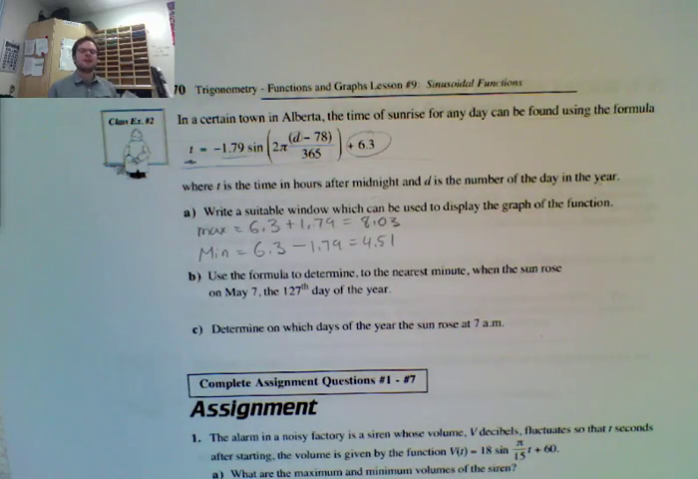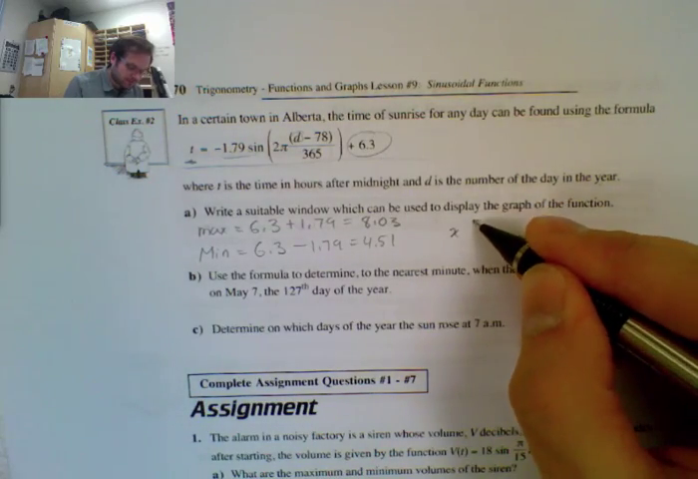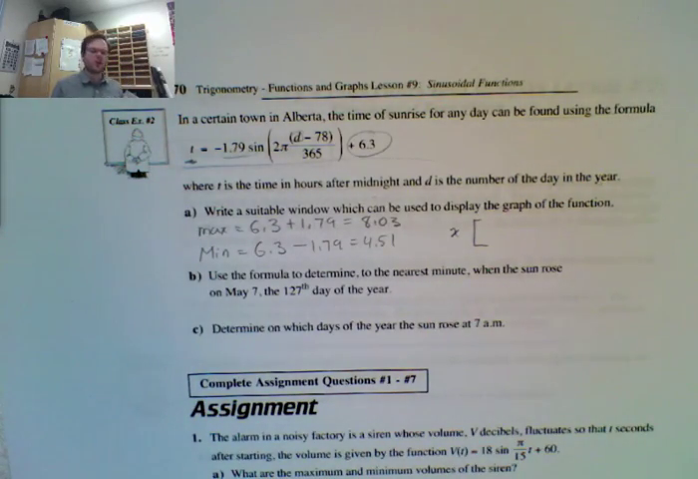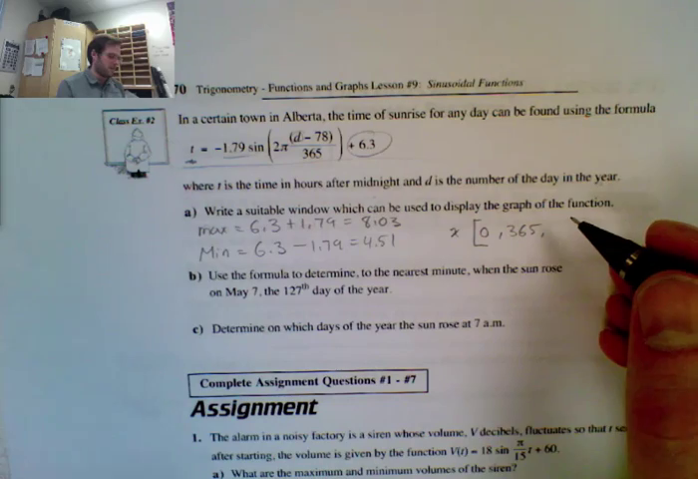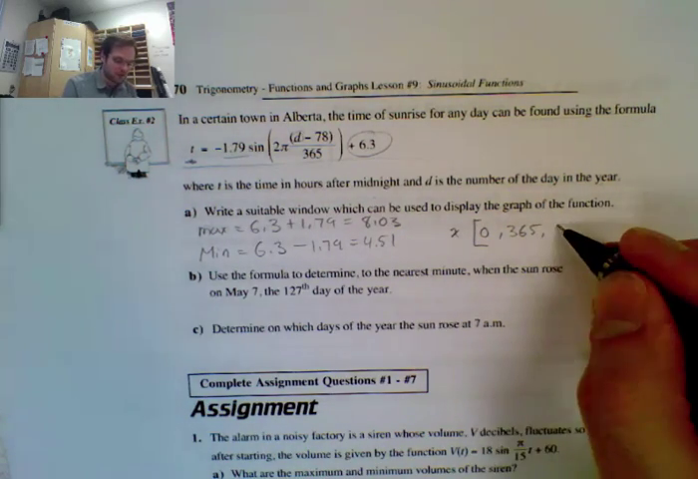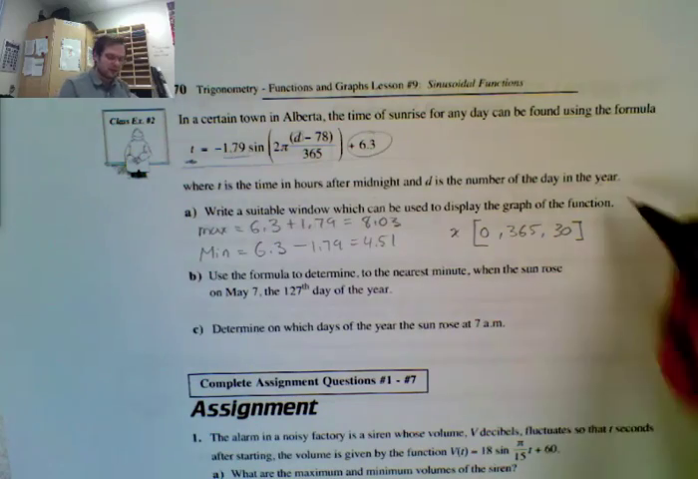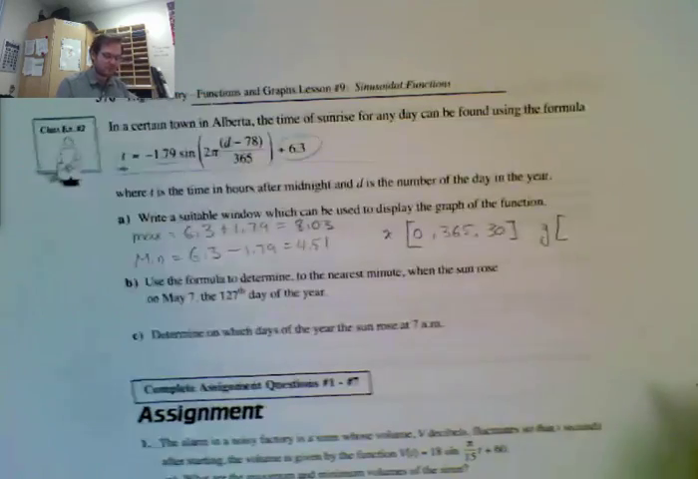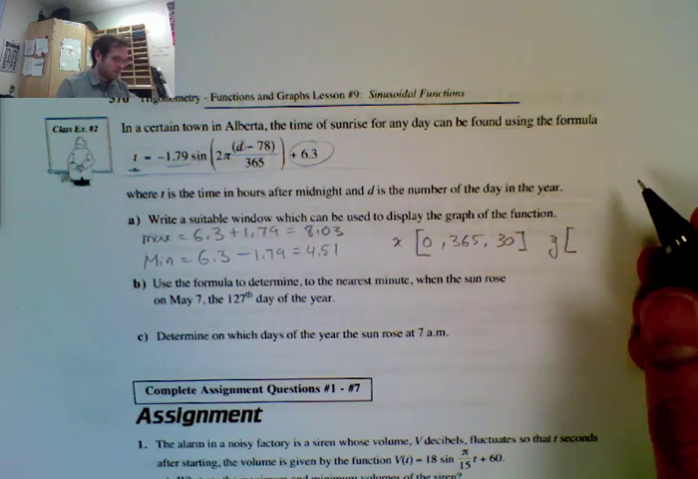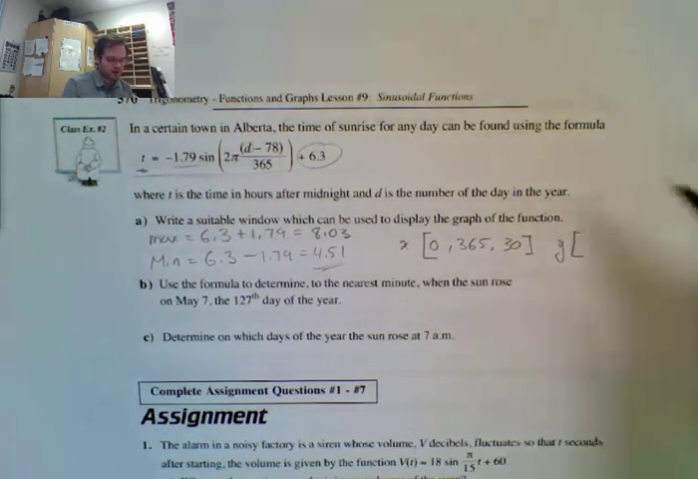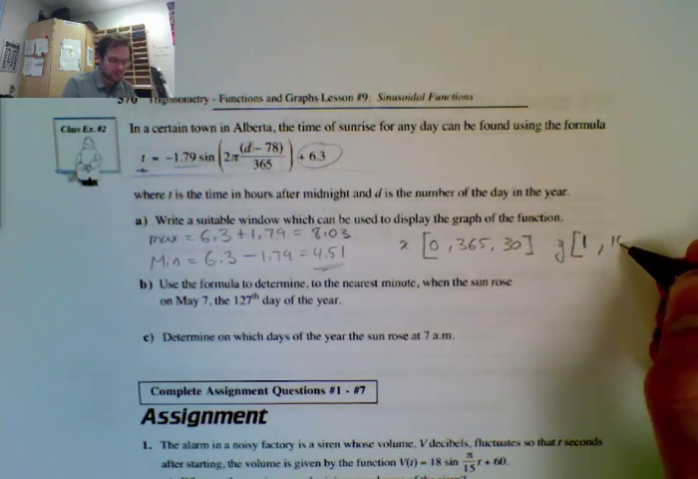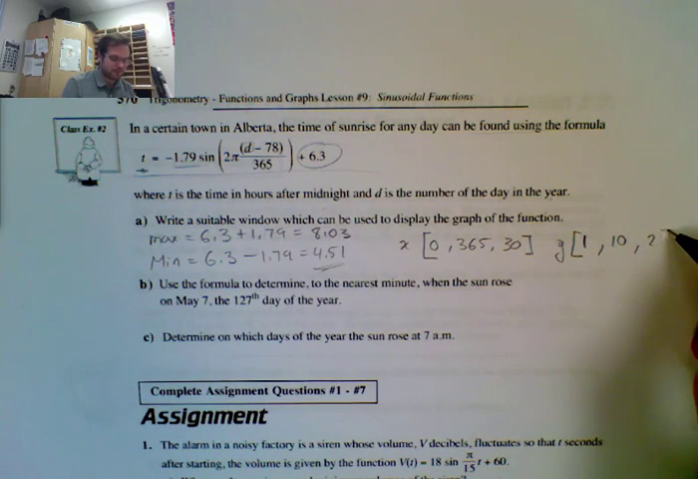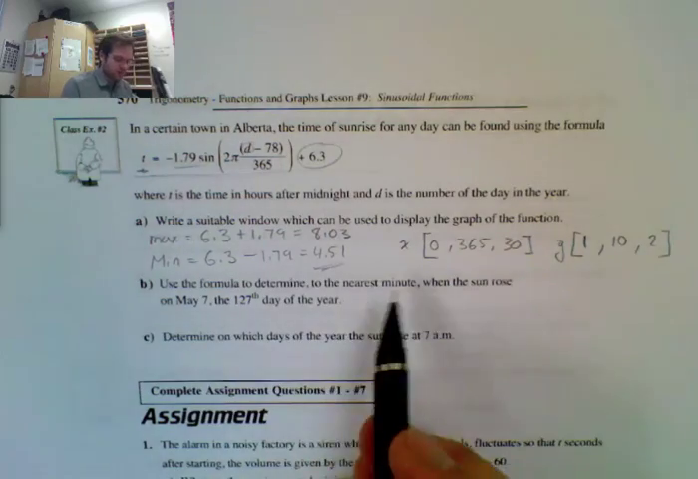Okay? Now let's take a look at my x values here. I'm going to start off with x for my window. Well, how many days are we going from? We're going from 0 days to 365 days. And I'm going to count by maybe months, so there's around 30 days in a month, so 30. Okay, now let's take a look at my y window. I'm looking at this here. We're going to start from, well, I go to 4.5, so maybe 1 is going to be my minimum. My max is going to be 10, and we could count by 2s or something. Okay? So use the formula to determine the sunrise there.